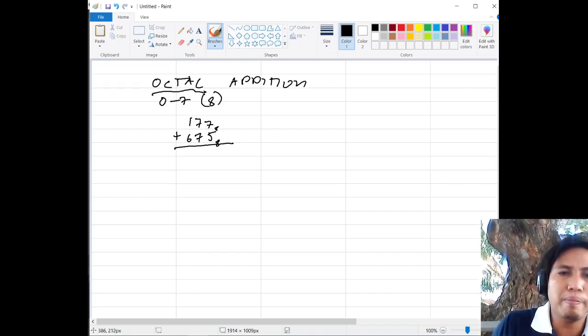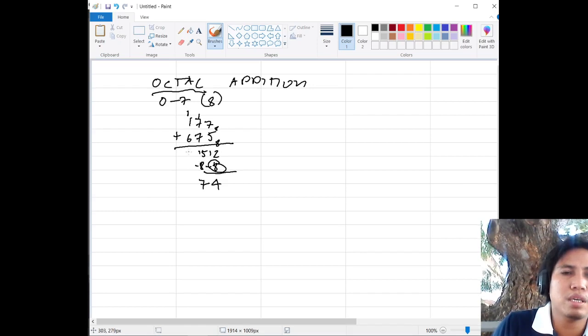Okay? So 7 plus 5 is actually 12. Now, among the digits of octal, 12 is not included. So what should we do? We subtract the base, which is 8. So 12 minus 8, that is actually 4. Okay? So 4, we subtracted 8 once, then you carry out 1 unit. Then 7 plus 7, 14 plus 1, that would be 15. Again, 15 is an invalid digit, so you subtract 8. Now, 15 minus 8, that is actually 7. Then you carry out this one as 1 unit.